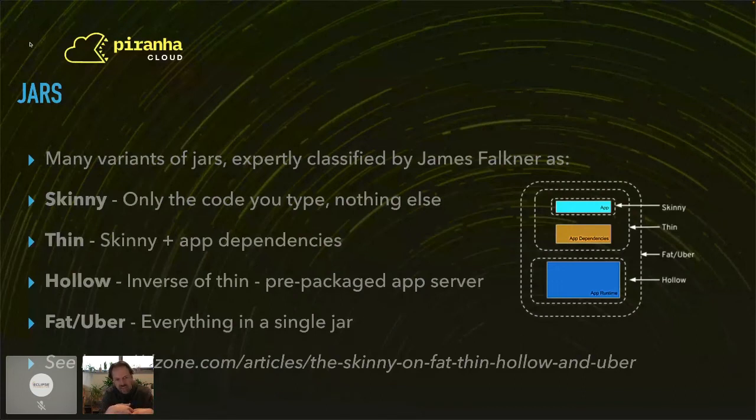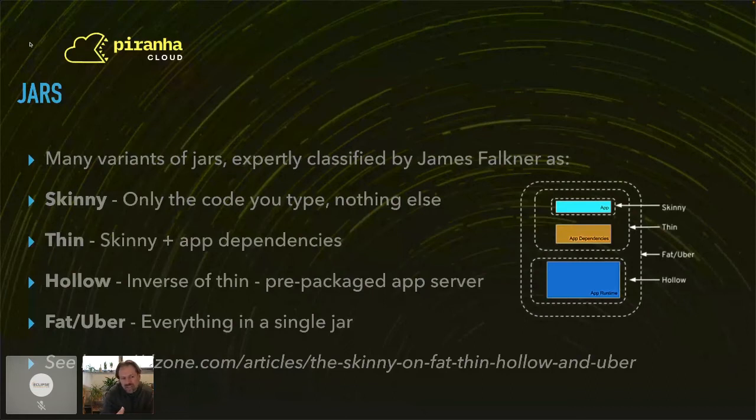So a skinny jar essentially contains only the code that your application consists of, and basically nothing else. A thin jar is almost the same, but it contains some app dependencies. So a skinny jar would only contain, for instance, the Jakarta EE dependencies as provided, so it links to them, but it doesn't include them. The thin jar would include some of your app dependencies, like Guava or something, or Apache Commons.